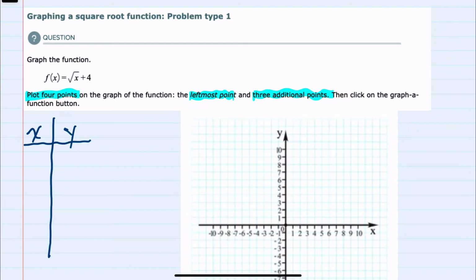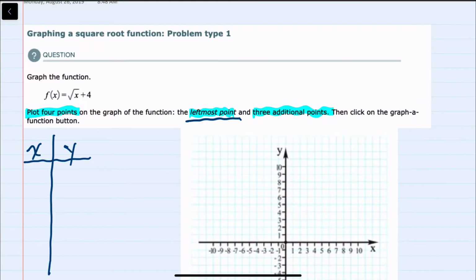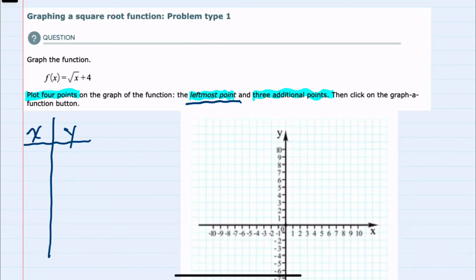And to start with, I'll look for the leftmost point. And to determine the leftmost point in a square root function, I know that what is underneath the square root has to be 0 or a positive number. So the smallest it can be is 0. And that means that the smallest x can be, since x is the only thing underneath the radical, is 0. So our leftmost point is going to occur where x equals 0.